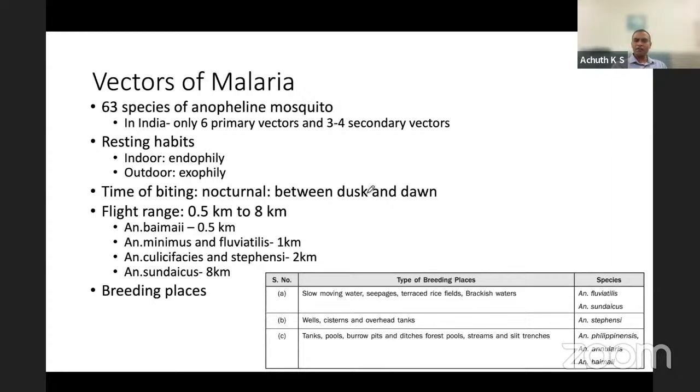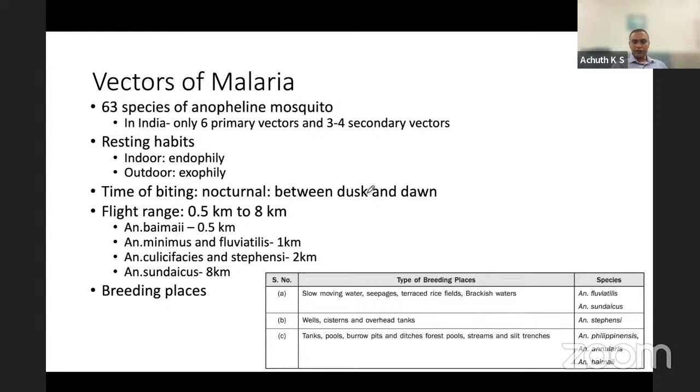And how far can it fly? Actually, they can go to a very good distance. Anopheles culicifacies can go up to 500 meters. Minimus and fluviatilis can go up to 1 kilometer. Stephensi can go up to 2 kilometers. And Sundaicus can actually go up to 8 kilometers, which is huge. For an individual of 20 to 25 years age group, running 5 kilometers is a very difficult task. But the Sundaicus mosquito can fly for 8 kilometers, which is commendable.